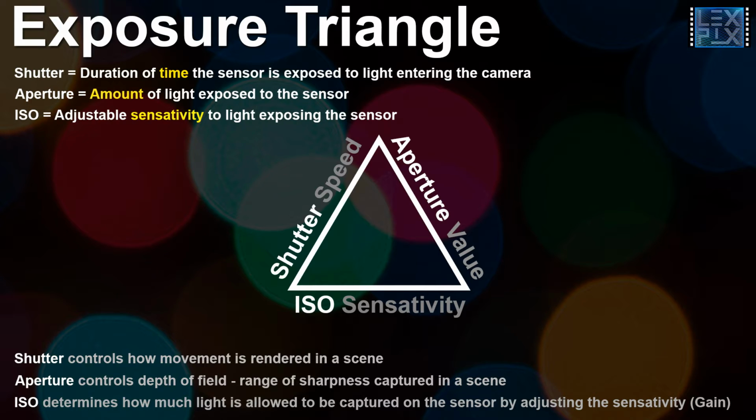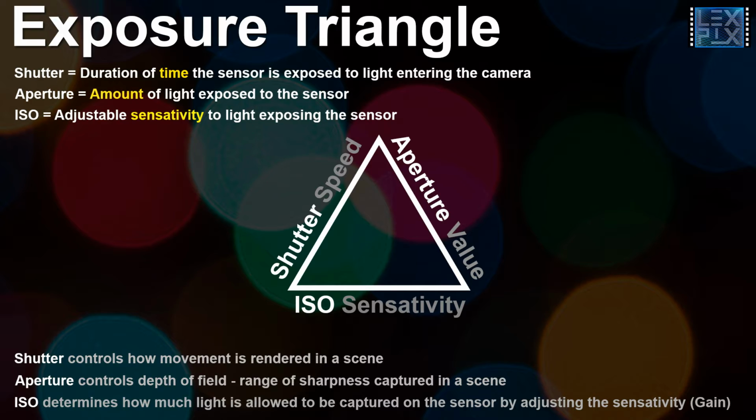And proper exposure basically means that the camera averages out a scene to an 80% gray. So basically the shutter equals the duration of time the sensor is exposed to light entering the camera. Aperture equals the amount of light exposed to the sensor. And ISO equals the adjustable sensitivity to light exposing the sensor.